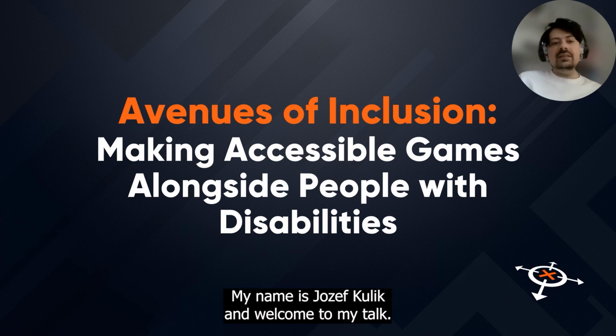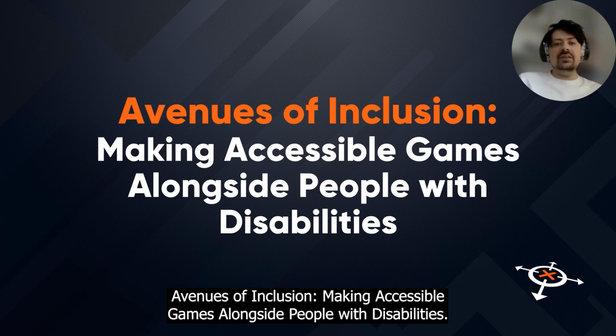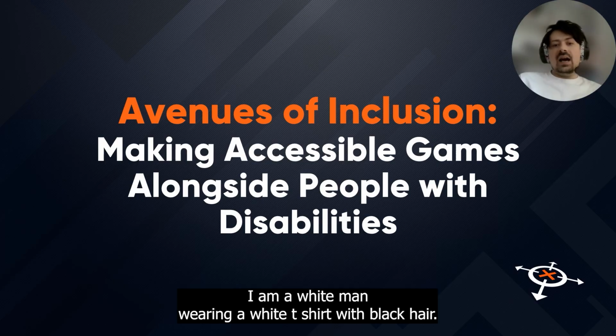Hi everyone, my name is Joseph Kulik and welcome to my talk, Avenues of Inclusion, Making Accessible Games Alongside People with Disabilities. I am a white man wearing a white t-shirt with black hair.